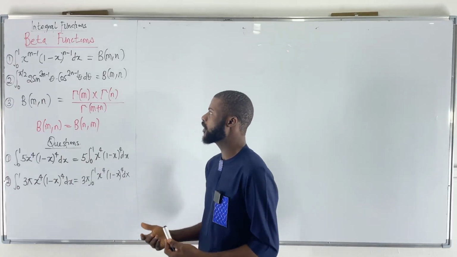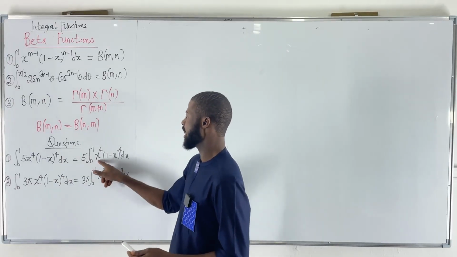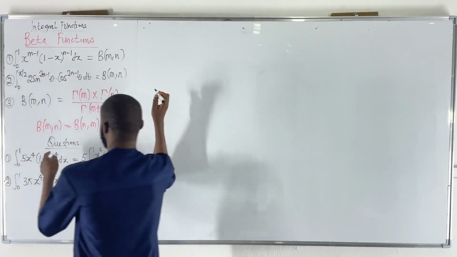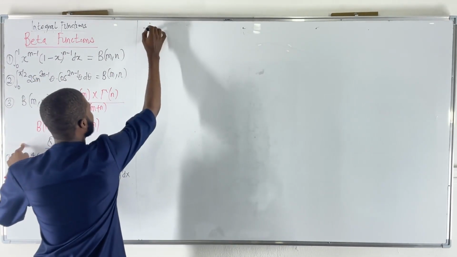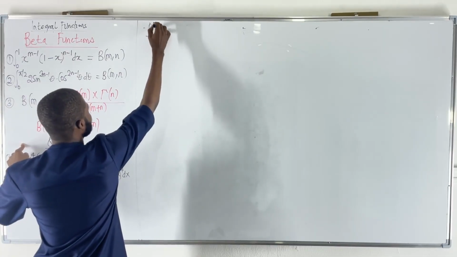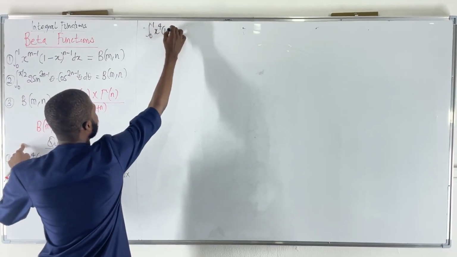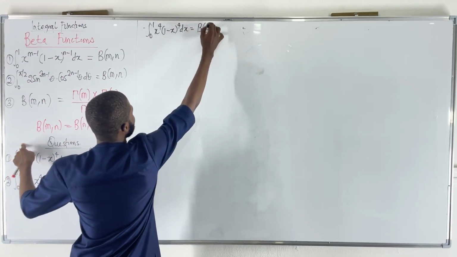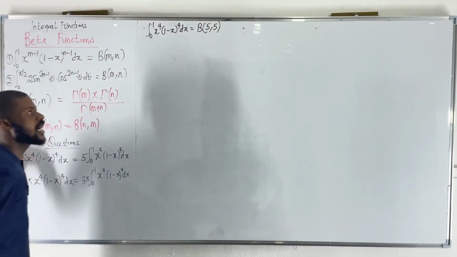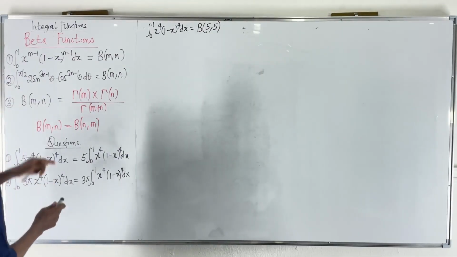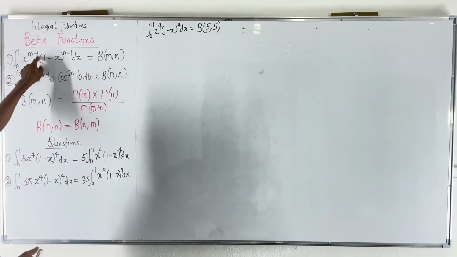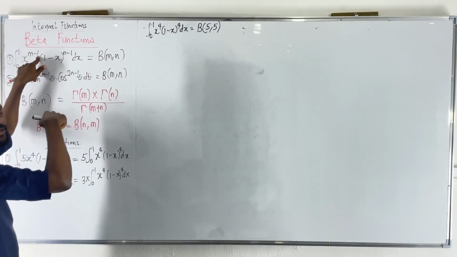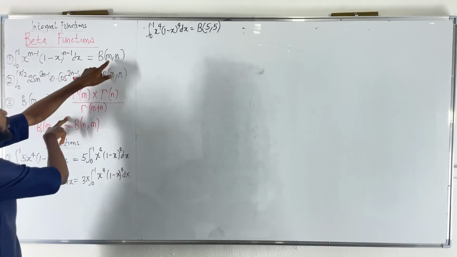Now, if you have been following what I've been doing, you would agree with me that the answer to this first part, the integral from 0 to 1 of x to the 4, 1 minus x to the 4 dx, would just be the beta of 5, 5. Now, how did I get 5, 5? Remember that the power here is m minus 1. So for you to get this value, you always need to add 1, just like the previous problem we just did.